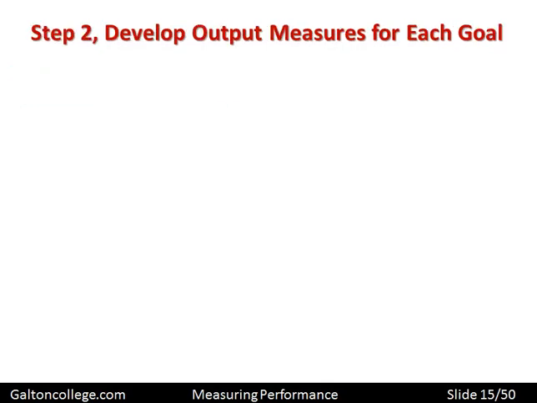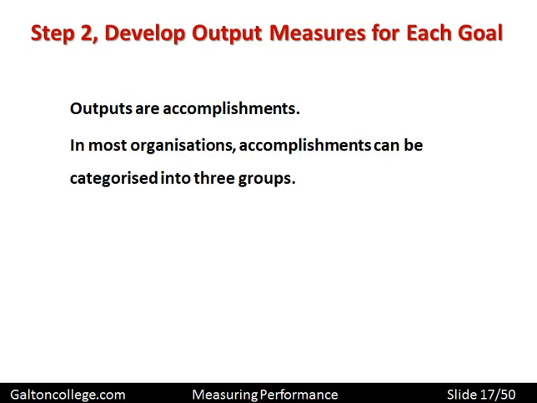Now let's move to step 2. Develop output measures for each goal. So we're going to try and develop output measures for each goal. For a start, outputs are accomplishments. Those are achievements of the business. Outcomes are what the business is there to do. They're there to take the inputs and convert them into outputs. So outputs are the accomplishments. That's what the business has achieved. In most organizations, accomplishments can be categorized into 3 groups.